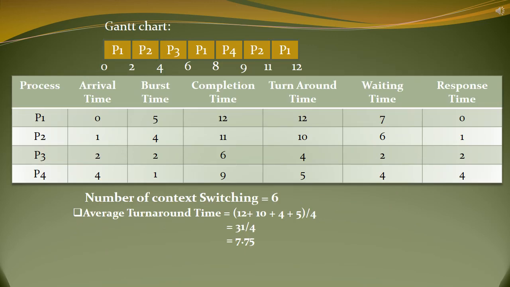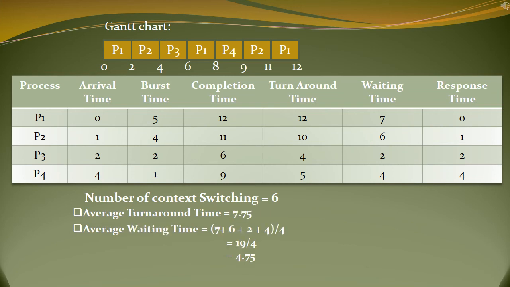So the average turnaround time will be the total of all the processes' turnaround time divided by the number of processes, that is 12 plus 10 plus 4 plus 5 divided by 4, that is 31 divided by 4 equal to 7.75 millisecond. And for getting the average waiting time, we have to add all the waiting times of the 4 processes divided by the number of processes, that is 4. That is 7 plus 6 plus 2 plus 4 divided by 4 equal to 19 by 4 equal to 4.75 millisecond.